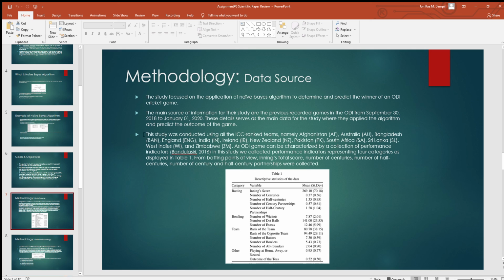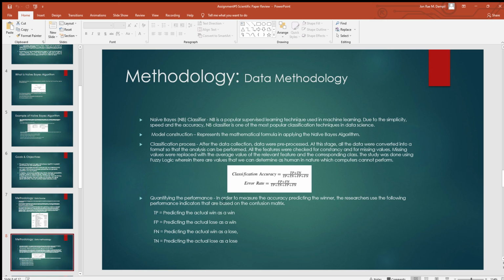With additional information here, we have the ICC ranked teams, Afghanistan, Australia, etc. So the ODI can be characterized by a collection of performance indicators. They have four categories here, which are batting, bowling, team, and the others, along with the mean values and the variable for each of the categories.